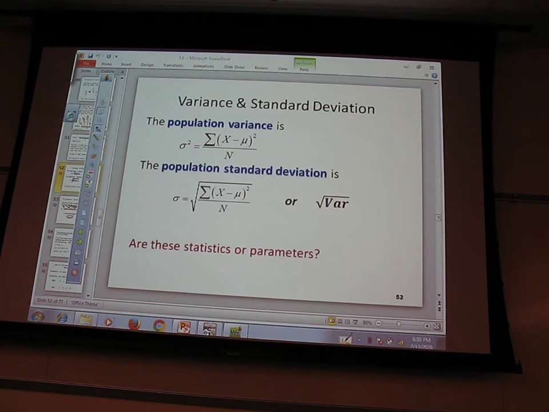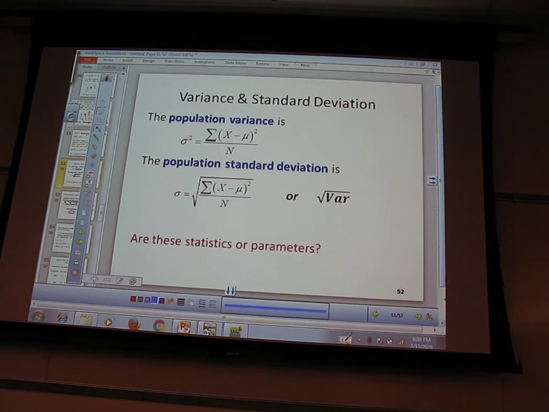Oh wait, let me give you this first. So here's your formulas in your handout. There's a fill in the blank here, guys, pay attention. For populations, the variance and standard deviation theoretical formulas are as follows.